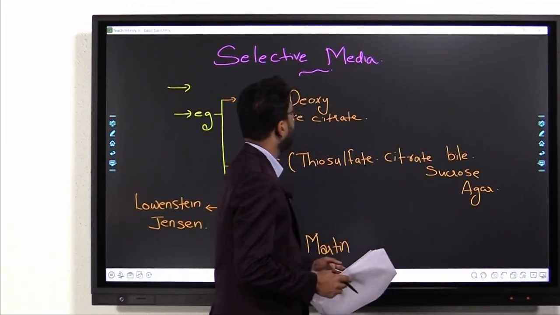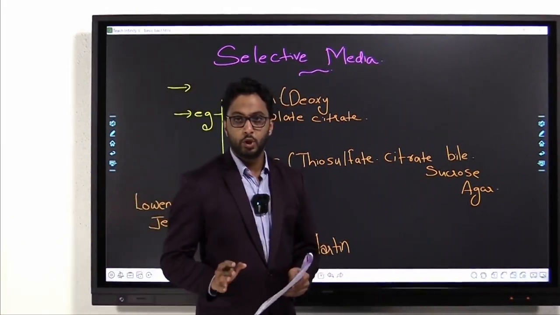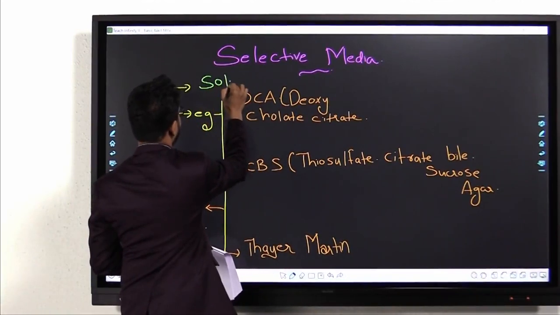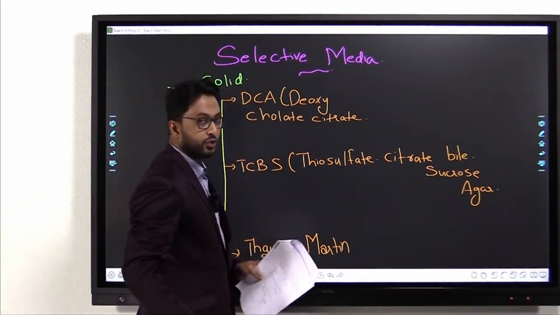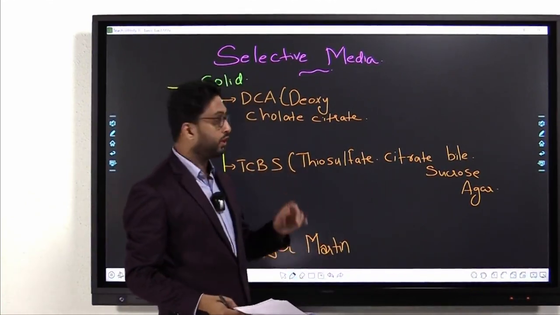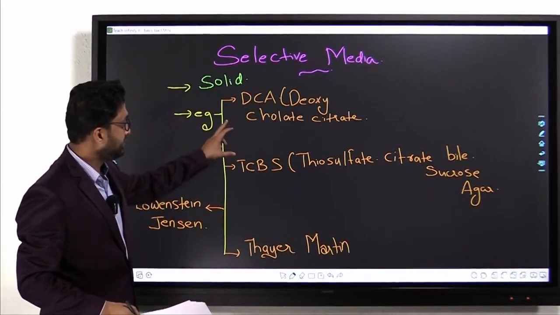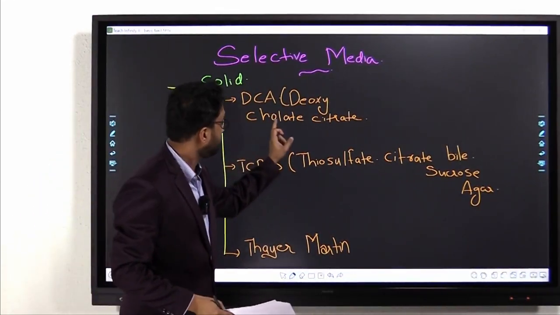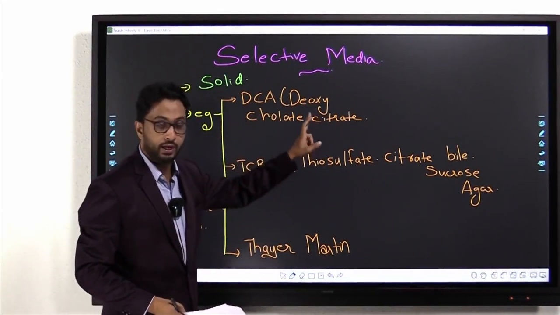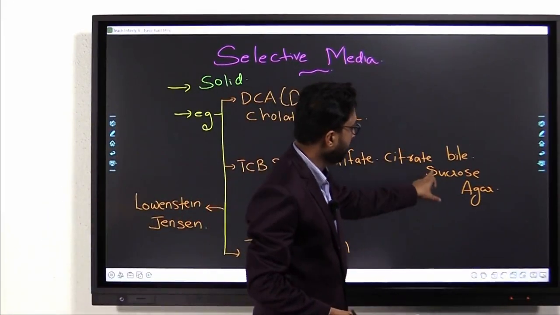Next, you have got selective media. Now, as I've told you, selective media is a solid media, and it suppresses the growth of commensal bacteria. So it's the same as enrichment, except it is a solid media. Now, examples are DCA, that is deoxycholate citrate agar, and TCBS, that is thiosulfate, citrate, bile, sucrose, agar.